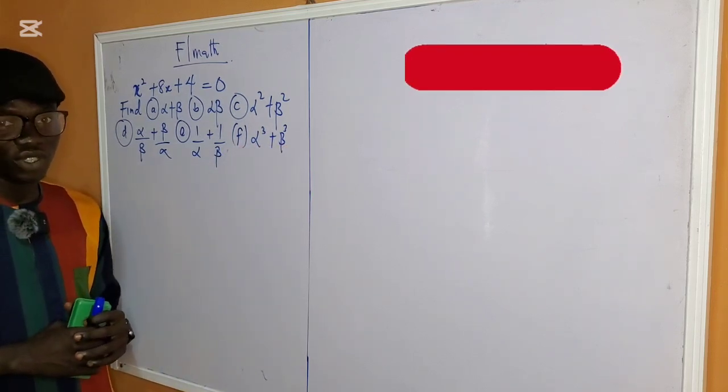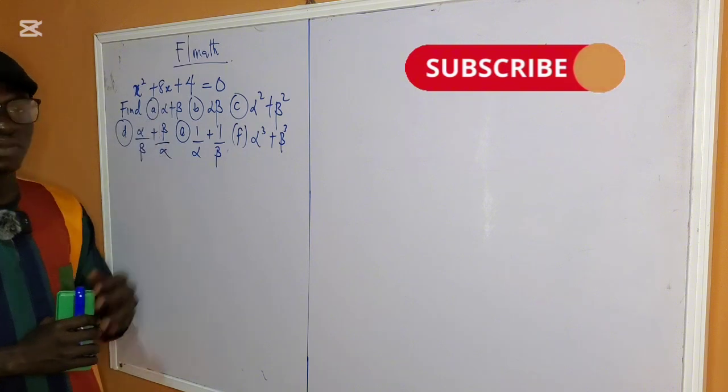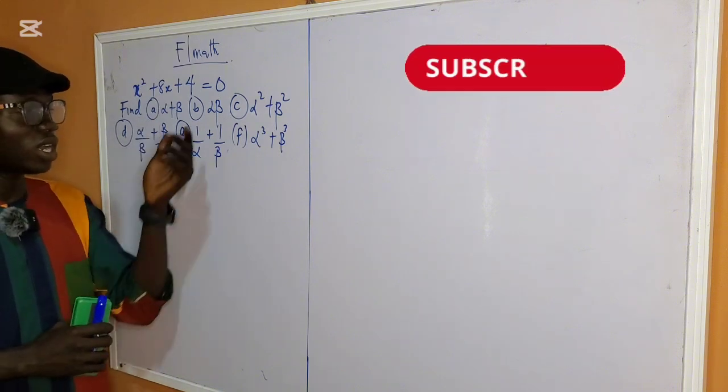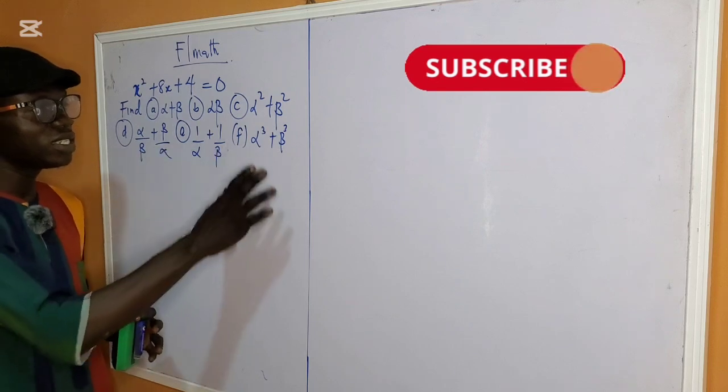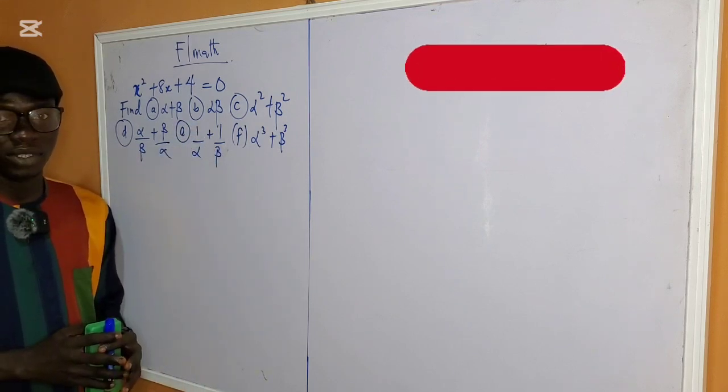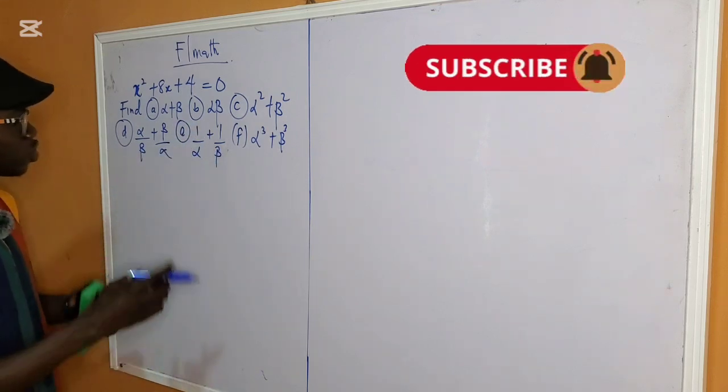Remember that in our previous video, we showed that alpha plus beta equals minus b over a and alpha beta equals c over a. So today we'll be using that to solve these problems. So let's get started.